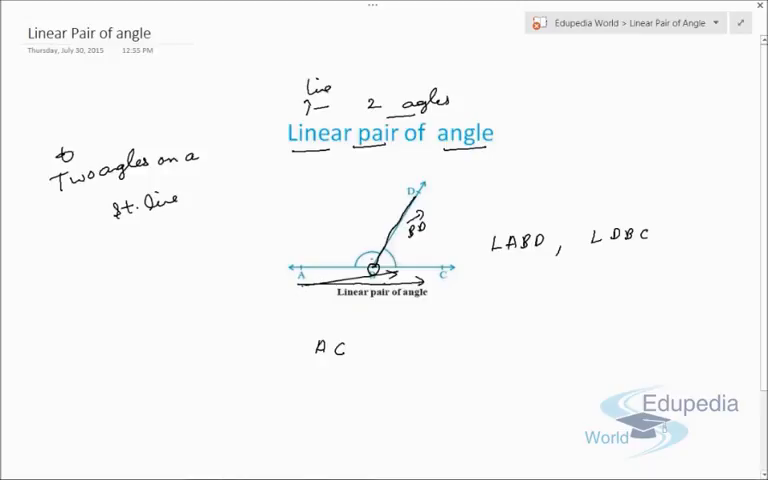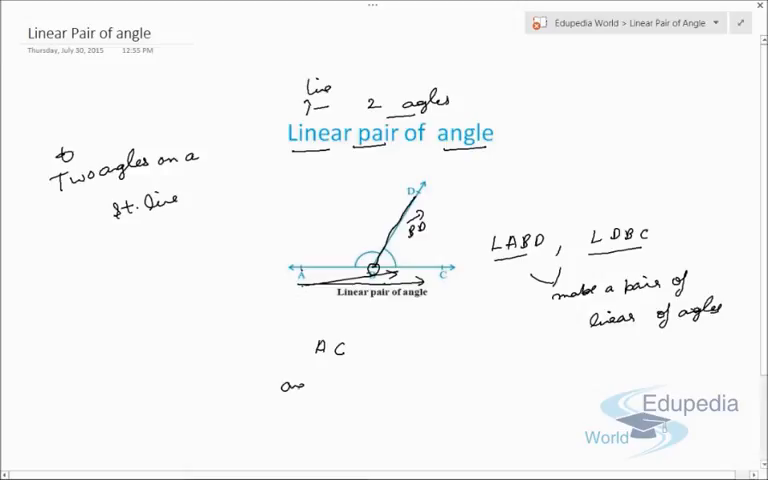So it makes two angles now, angle ABD and angle DBC. These two angles, angle ABD and angle DBC, make a pair of linear angles. So this is a concept of linear angles. As we know, the angle on a straight line is always equal to 180 degrees.